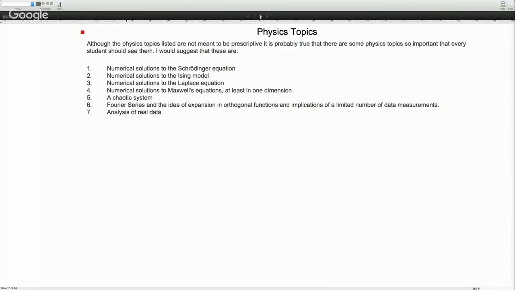But probably every student should see a numerical solution to the Schrodinger equation, to the Ising model, to Laplace, okay, to Maxwell in at least one dimension. I think they should see a chaotic system. Fourier series, the idea of expansion in orthogonal functions, and what implications this has for real-world data where you have only a limited number of measurements, and some analysis of real-world data. And if people have additional suggestions or they disagree and they think some of these are not so important, I'd really like to hear that.